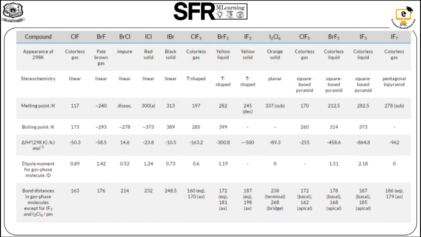These are the various interhalogen compounds. We also discuss various properties of these interhalogen compounds, such as their boiling point and their solubility. In addition to the interhalogen compounds of the general type XX', some binuclear compounds are also formed, that is, the I2Cl6 compound is also formed.